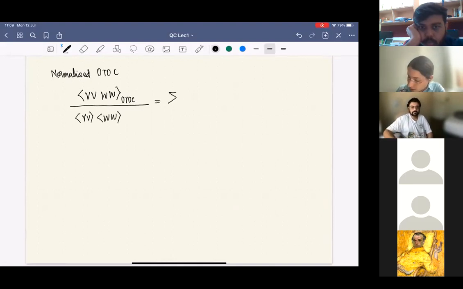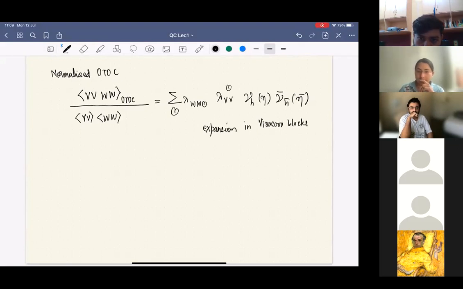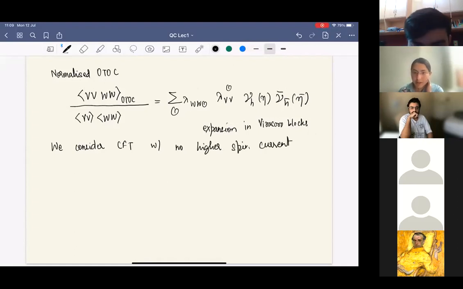The 4-point function, as you've already seen, is written like this as an expansion in blocks. So this is the expansion in Virasoro blocks. And so we are considering a CFT with no higher spin current. First, let's just consider such a CFT, except for U(1) and the stress tensor.